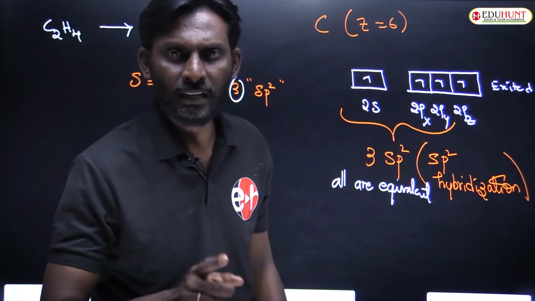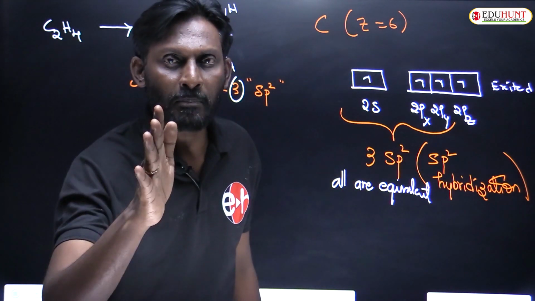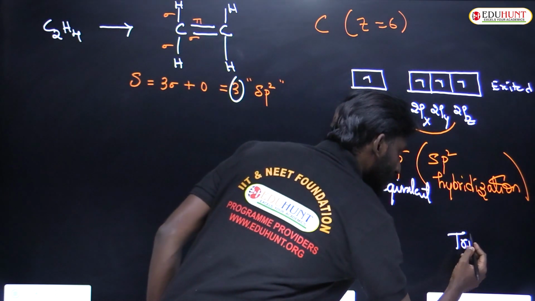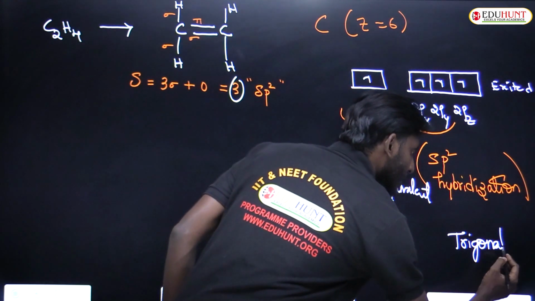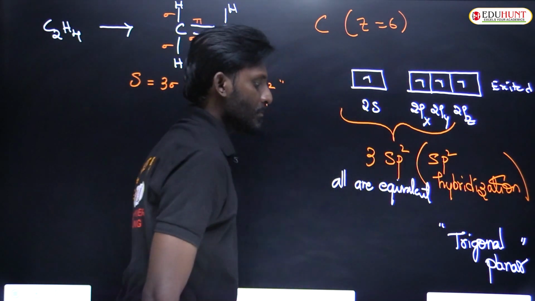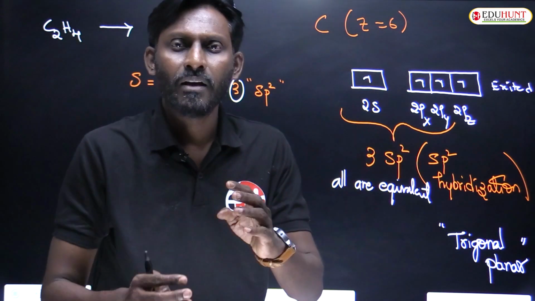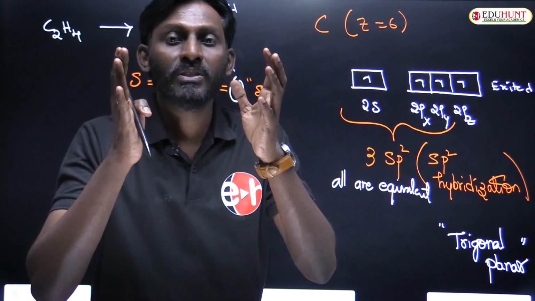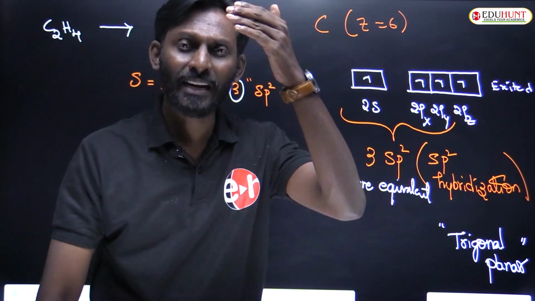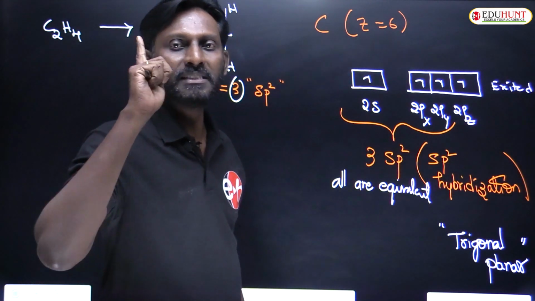And do remember, when there are 3 orbitals, the geometry which gives minimum repulsion is trigonal planar. Okay? So when there are 3 atomic orbitals or 3 hybrid orbitals formed, the geometry which gives minimum repulsion is trigonal planar. Sir, why minimum repulsion? When there is minimum repulsion, it means minimum energy. When there is minimum energy, there is maximum stability.